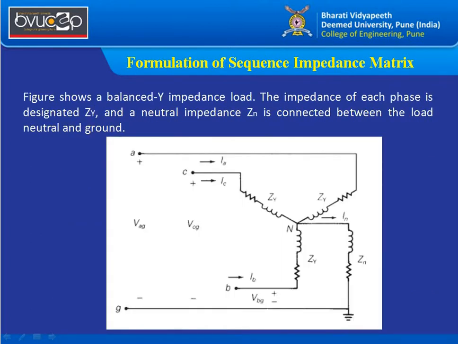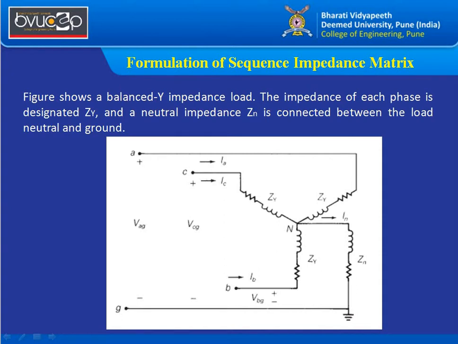Now let us go to the formulation of the sequence impedance matrix. As we have seen, in the unsymmetrical shunt fault there is a problem in the shunt, which occurs because of the change in the line impedance. So this will help from the calculation point of view, in how to do the formulation of the sequence impedance matrix.